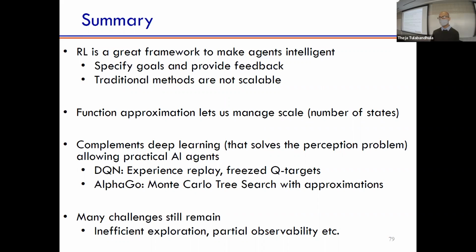But so far, at least in today's lecture, we've only looked at the number of states blowing up, not the number of actions. The actions can also be infinite, but we have not seen the solution approaches for that. Okay. So RL complements deep learning, which solves more of a forecasting or perception problem, whereas RL is more focused on decisions, actions and their values. And in DQN, we saw a couple of interesting ideas: experience replay and freezing of Q targets to stabilize learning. And in AlphaGo, we saw forward search and Monte Carlo tree search with approximations. Okay.